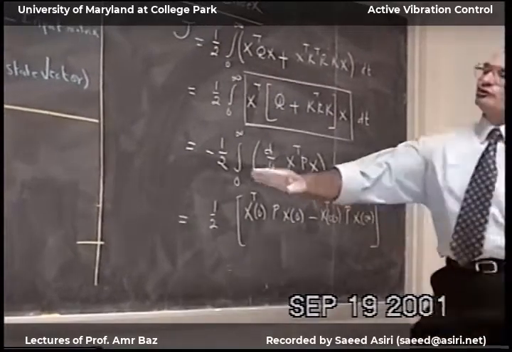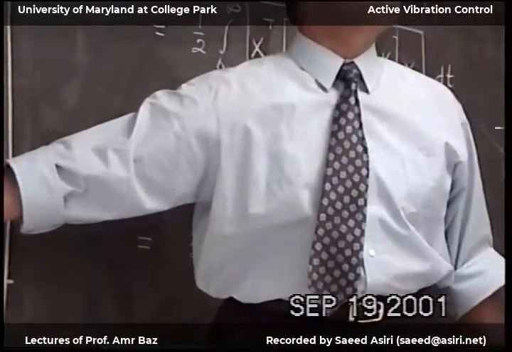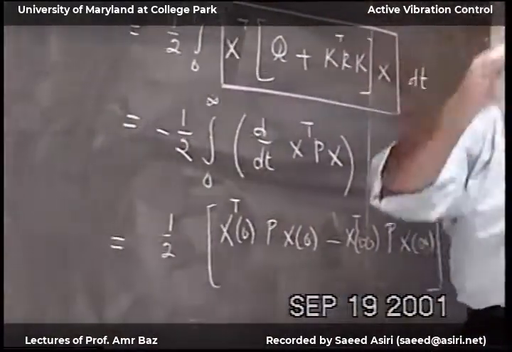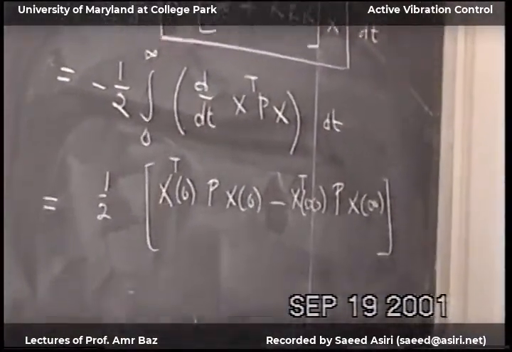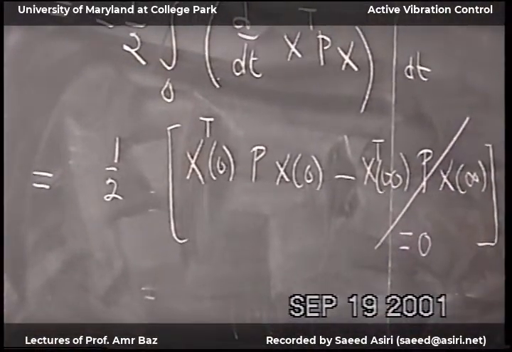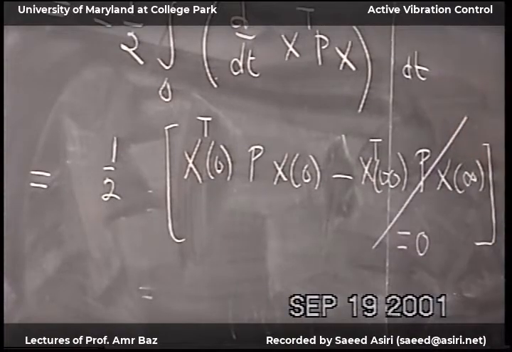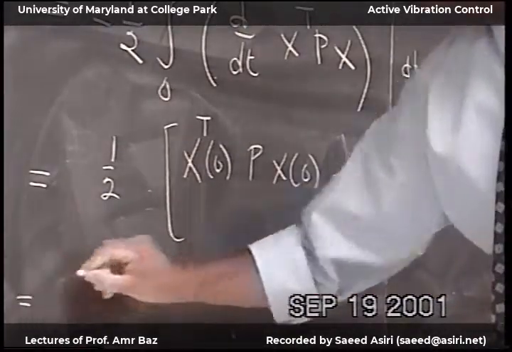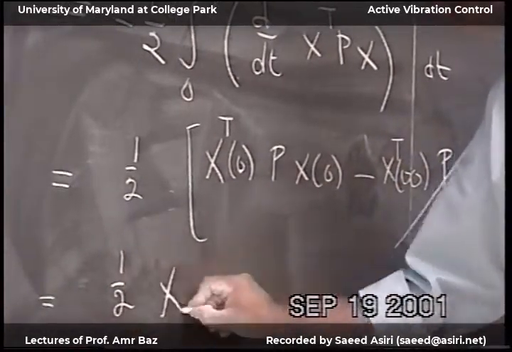Again, the controller that I'm selecting it to be stable. So at time equals infinity, I should not have any vibration. So this term should go to 0. And the performance index now reduces to this simple equation.